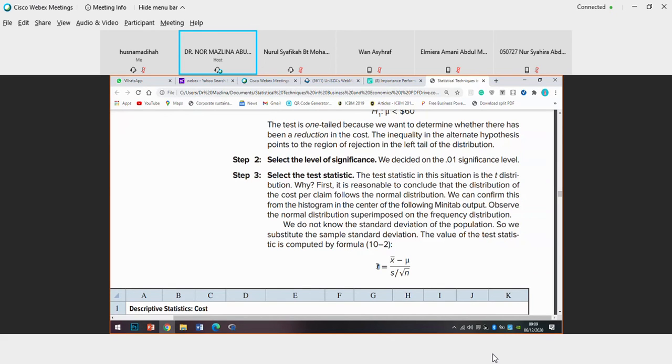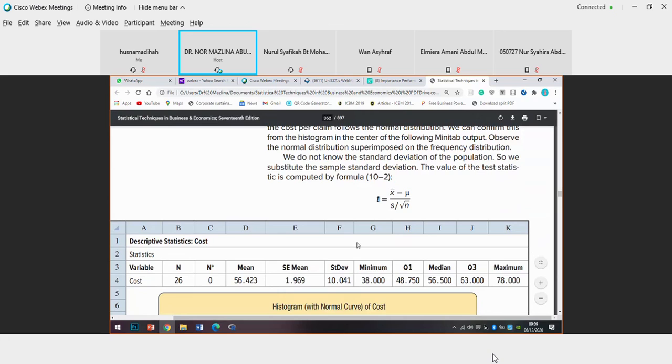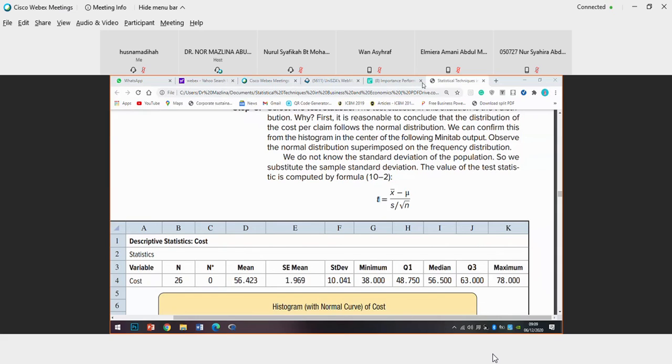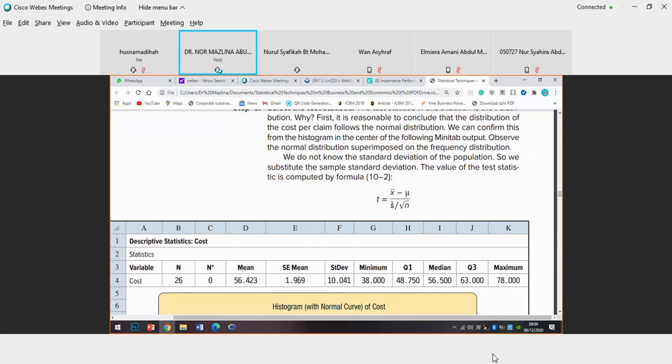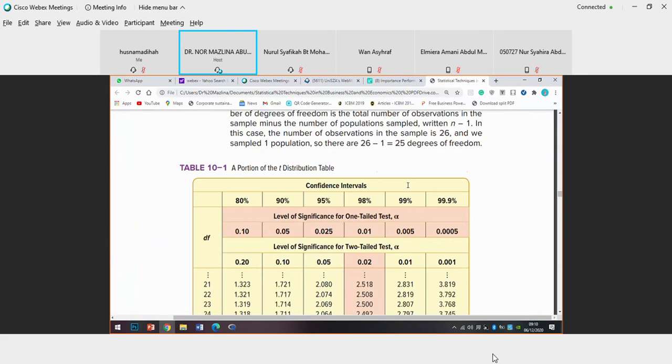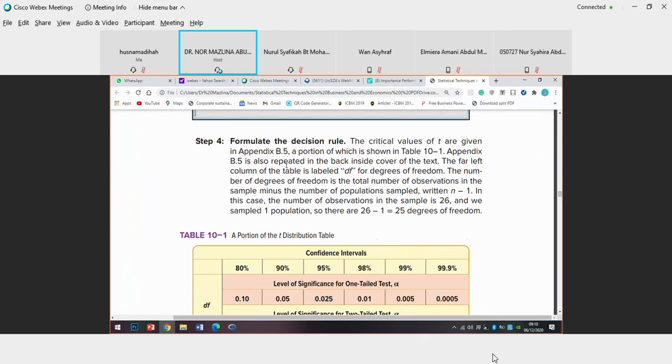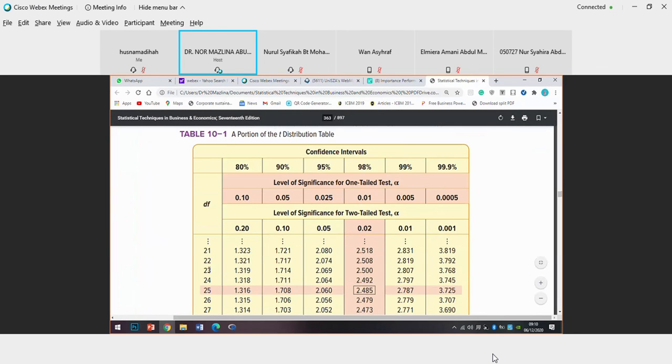Kenapa tak guna Z? Kenapa? Sebab kita sekarang guna t-test. Kenapa? Sebab tu unknown standard deviation. Okay, population standard deviation tak tahu, ada satu lagi sebab. Syafiqah nak jawab kan? Sample size apa dia, kurang Syafiq? Daripada 30. Okay. Yeah, that's very well done, Syafiqah. Sample size kecil, kurang daripada 30. So you use this. And kita nak formulate decision rule tu adalah kita cari critical value.